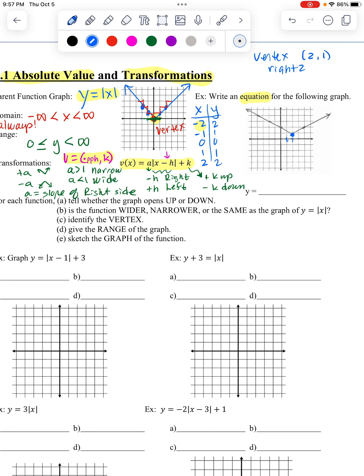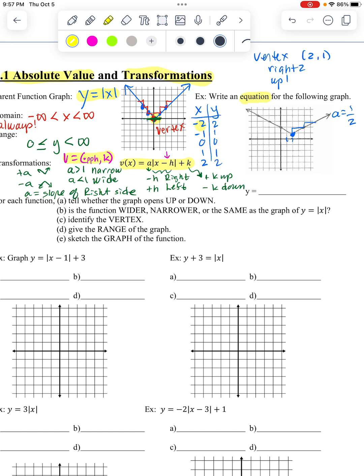I went up 1. And then what I need is the slope of the right side. So I go up 1, over 2, up 1, over 2, it appears. Well, that got messy. And so if I'm on here, I'm going up 1 square, over 2, up 1, over 2. And so the slope of that line, which is going to turn out to be the A value in my equation, is up 1 over 2.